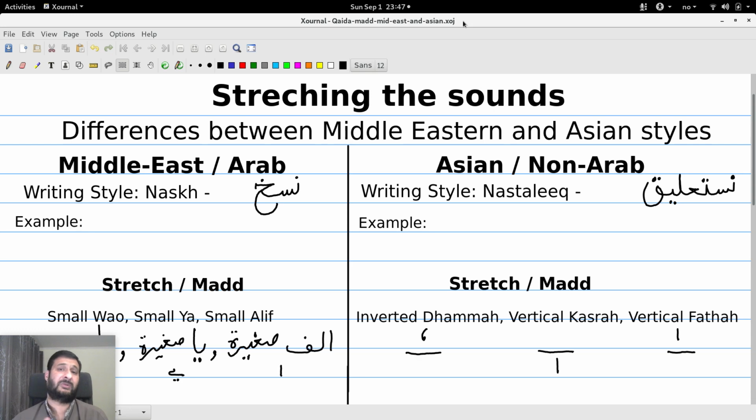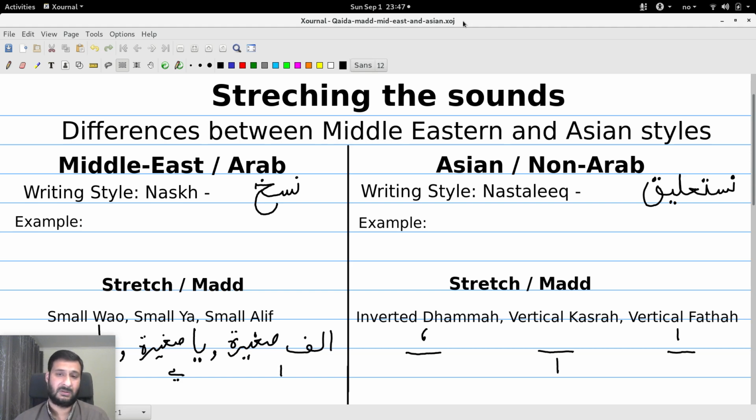So the lesson is about stretch sounds. But when we want to discuss the stretch sounds, which are exactly the same in both Middle Eastern and Asian styles, they have a different way of writing, and that's the topic. There are differences between the Middle Eastern way of writing and the Asian way of writing the Quran.